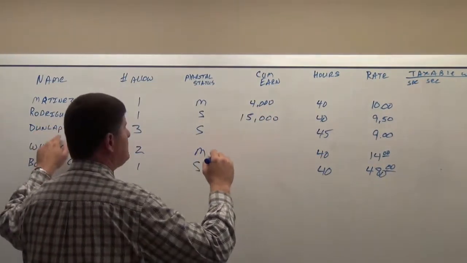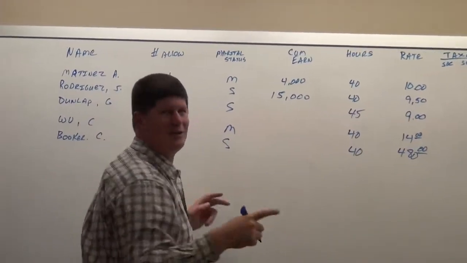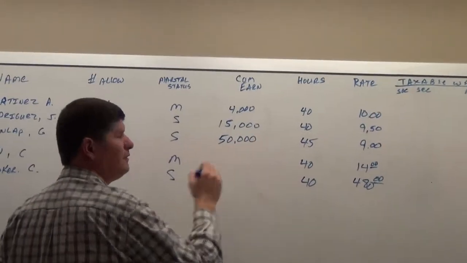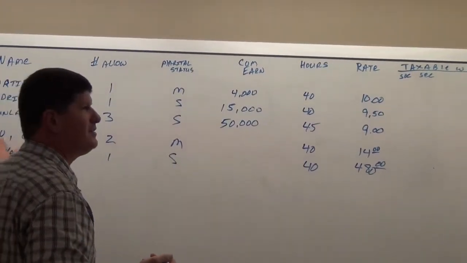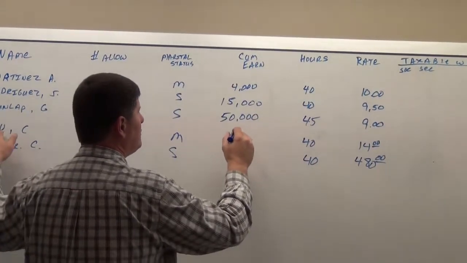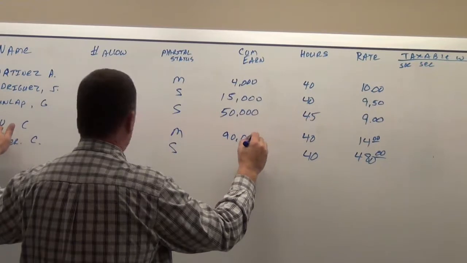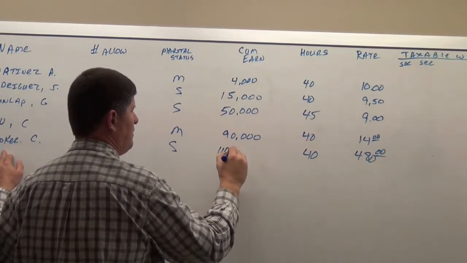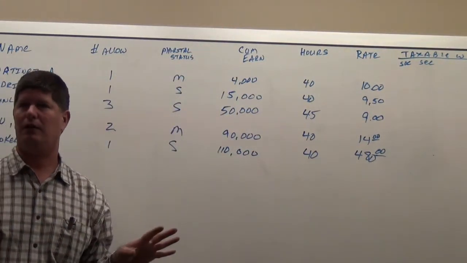Okay. Dunlap, let's go to, and, you know, at $9 an hour, I know we're not going to get there, but let's go to 50,000. Okay. He must work 24 hours a day, right? Wu, let's go to 90,000. And Booker, we're going to go to 110,000. Okay, so I've got all kinds of different things going on there.